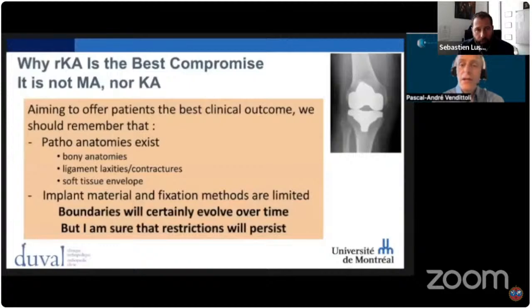I believe that RK is the ideal compromise to achieve these goals while avoiding reproducing pathological anatomies and keeping the lower limb alignment in a safe range compatible with implant long-term survivorship. Keep in mind that boundaries will certainly evolve over time, but I'm sure that restriction will persist.